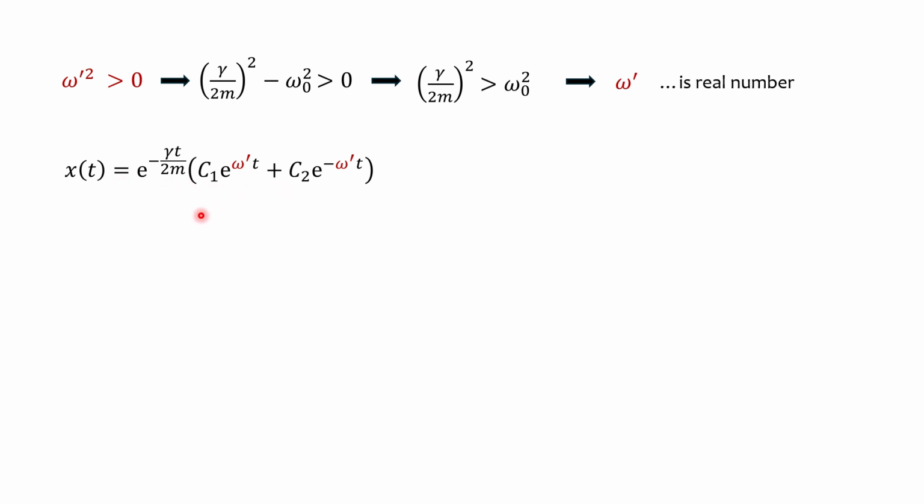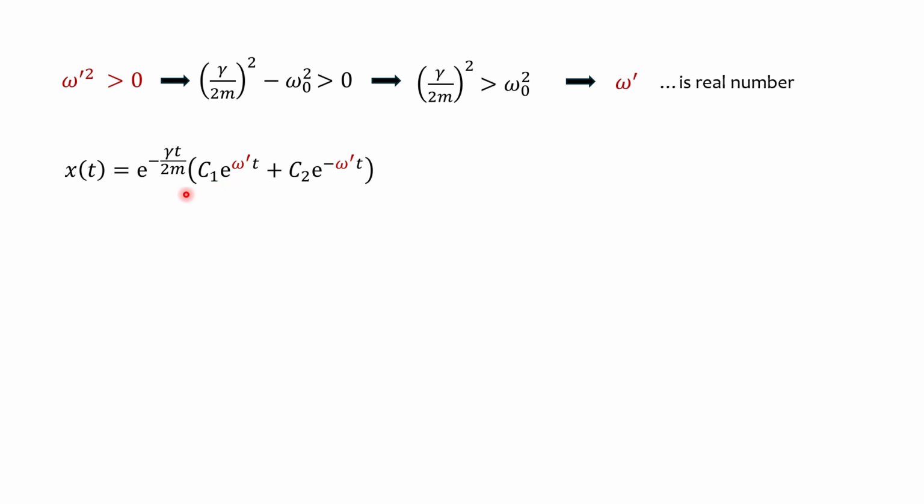Before I show what this solution looks like on a graph, let's try to understand it intuitively. We have a prefactor here that is an exponentially decaying function of time due to the negative sign in the exponent. Notice that the exponent contains gamma, the damping constant. The larger the value of the damping constant, the stronger the exponential decay. This prefactor multiplies 2 real exponential functions inside the parentheses. One of these has a negative exponent, which represents an exponentially decaying function, while the other has a positive exponent, which alone would tend to infinity as time increases.